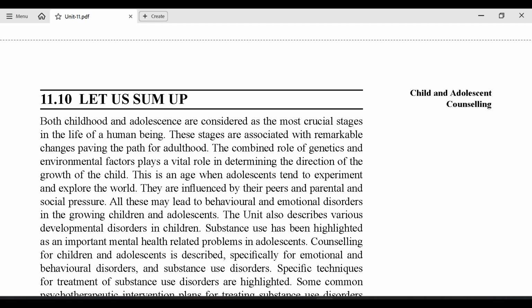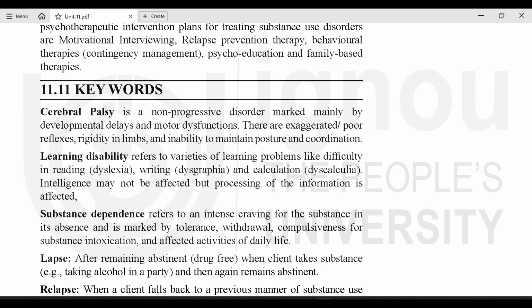Counseling for children and adolescents is described, specifically for emotional and behavioral disorders, and substance use disorders. Specific techniques for treatment of substance use disorders are highlighted. Some common psychotherapeutic intervention plans for treating substance use disorders are motivational interviewing, relapse prevention therapy, behavioral therapies, contingency management, psychoeducation and family-based therapies.